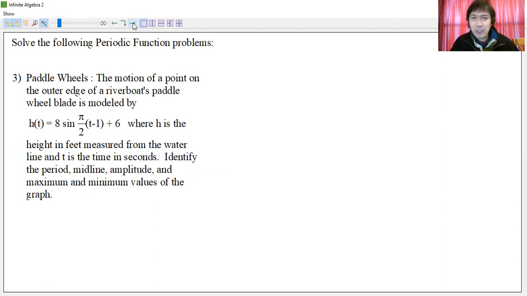Okay, let us get the given first. Let us make use of the given. Here's what we have.